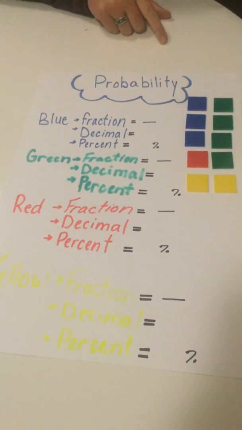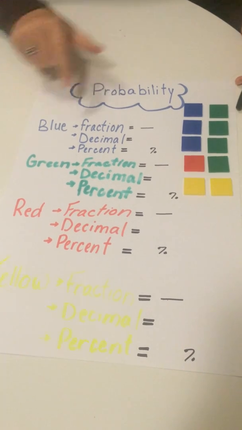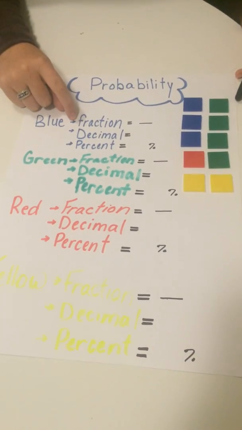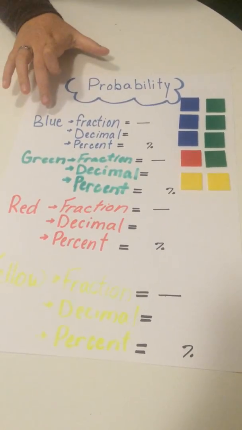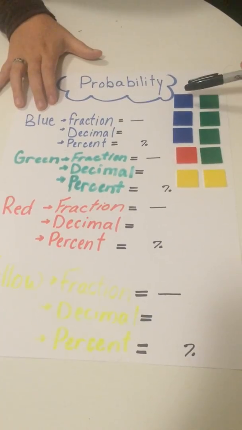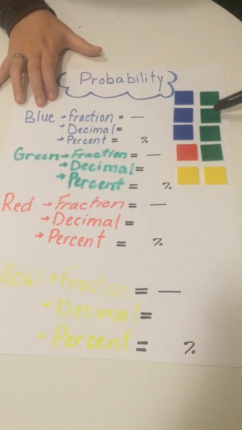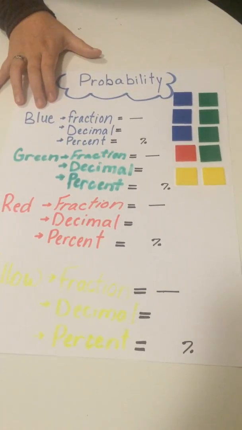Okay, today in class we're going to continue on with probability. We're going to use these counters to help us represent fractions, decimals, and percents. So the first color we're going to look at is blue. Before we do that, we need to count our counters. So we have 1, 2, 3, 4, 5, 6, 7, 8, 9, 10 counters in total.